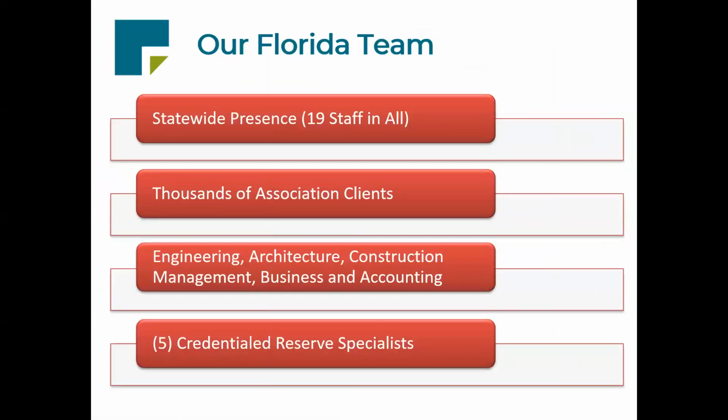Okay, let me tell you a little bit about our Florida staff. We are statewide. We actually need to update this slide a little bit. We're now up to 20 people in total. Got thousands of different association clients all over the state. We work with a large percentage of condos, but also a lot of HOAs, timeshares, and other types of properties.